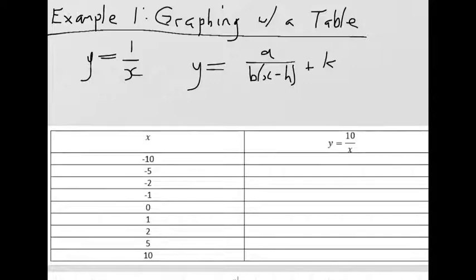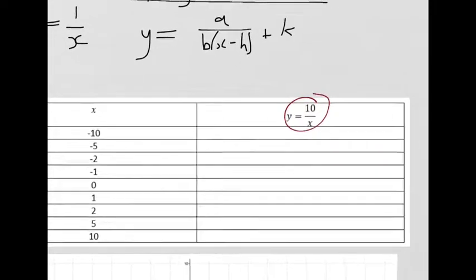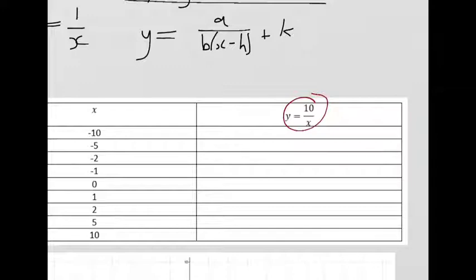Okay, so we've got this function y equals 10 over x. Okay, right here. What transformations are taking place in comparison to y equals 1 over x? Vertical stretch. Yeah, there's a vertical stretch by a factor of 10. So all the y values are being multiplied by 10.